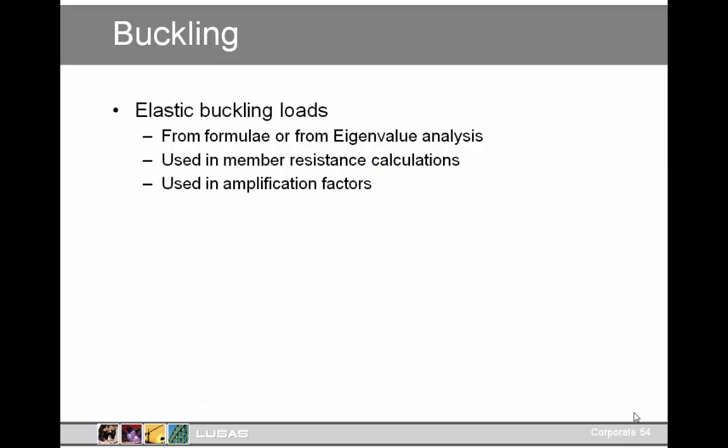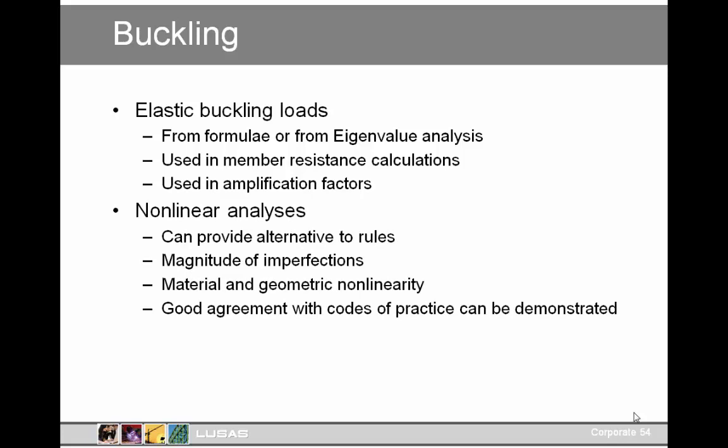In summary, elastic critical buckling loads can be obtained from formula or from eigenvalue buckling analysis. The eigenvalue analysis approach is more flexible for variable cross-section types, curves, skews, support conditions, and so on. Wherever they come from, they can be plugged into member resistance rules. They can be used to help predict global buckling stability. Nonlinear analysis can provide an alternative to member resistance rules, particularly where the magnitude of imperfections is important. Material and geometric nonlinearity must be combined, and good agreements with codes of practice can be demonstrated.